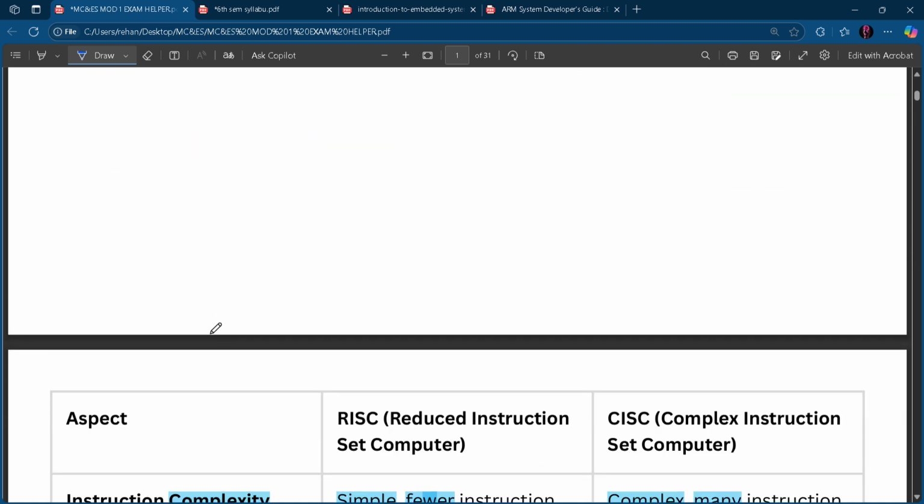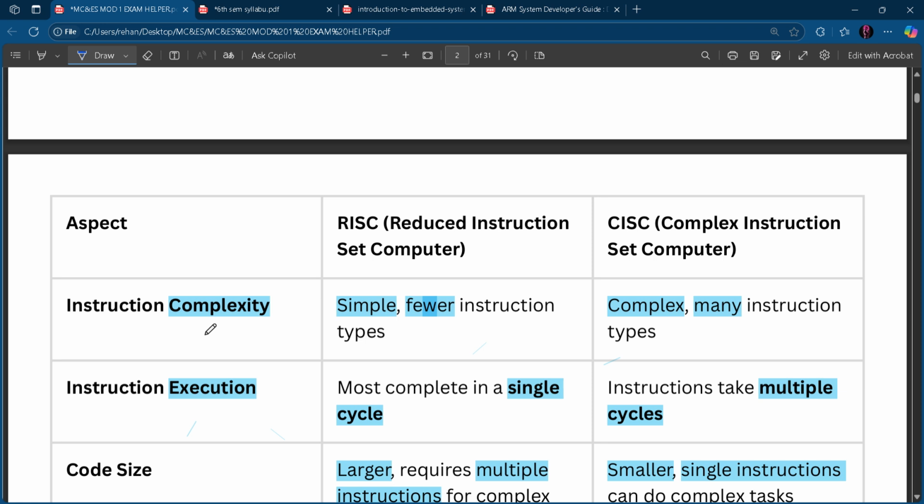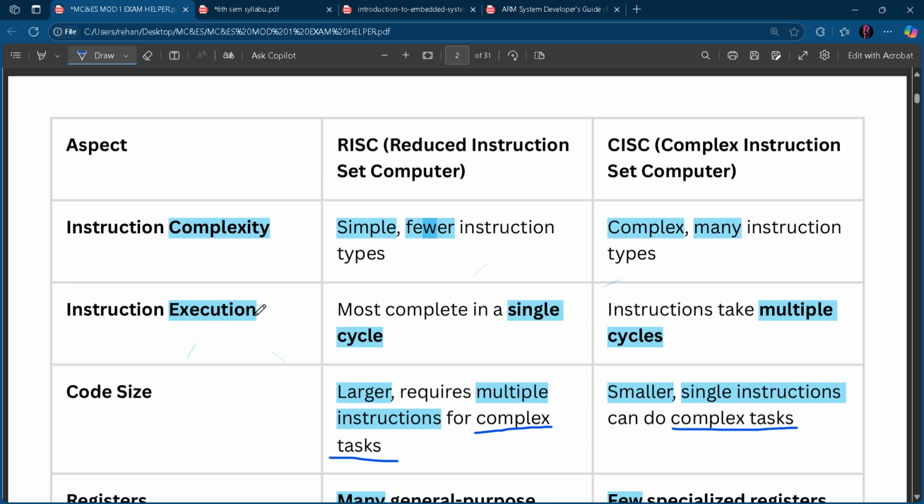So we'll be talking about a few comparisons between RISC and CISC design. First we'll be talking about instruction complexity. It's very simple: if you just remember one, you will be able to answer the other. Here the complexity of RISC is simpler, with fewer instruction types. The opposite goes for CISC: complex and many instruction types. In RISC, instruction execution is mostly completed in a single cycle. In CISC, instructions may take multiple cycles.